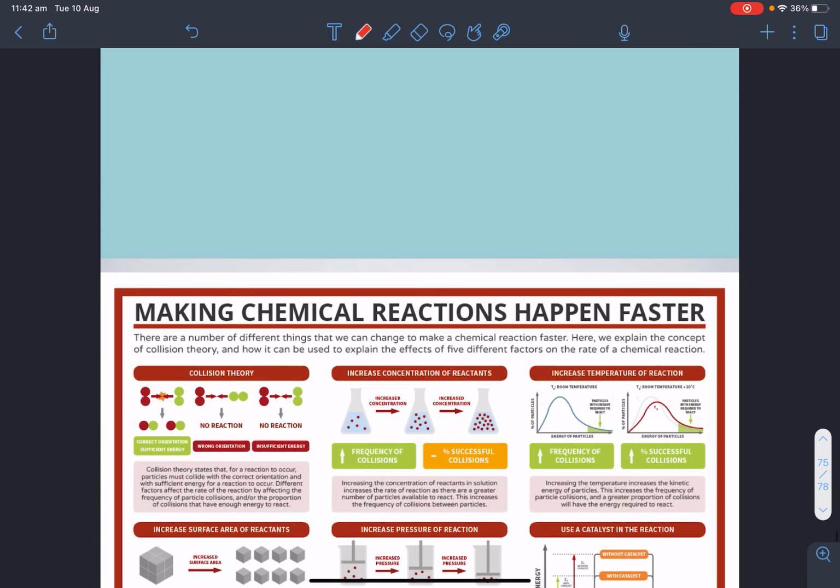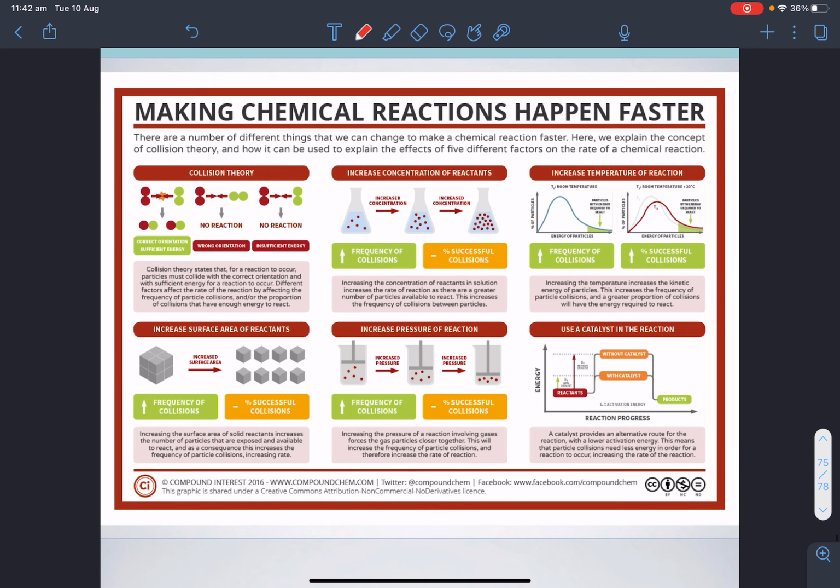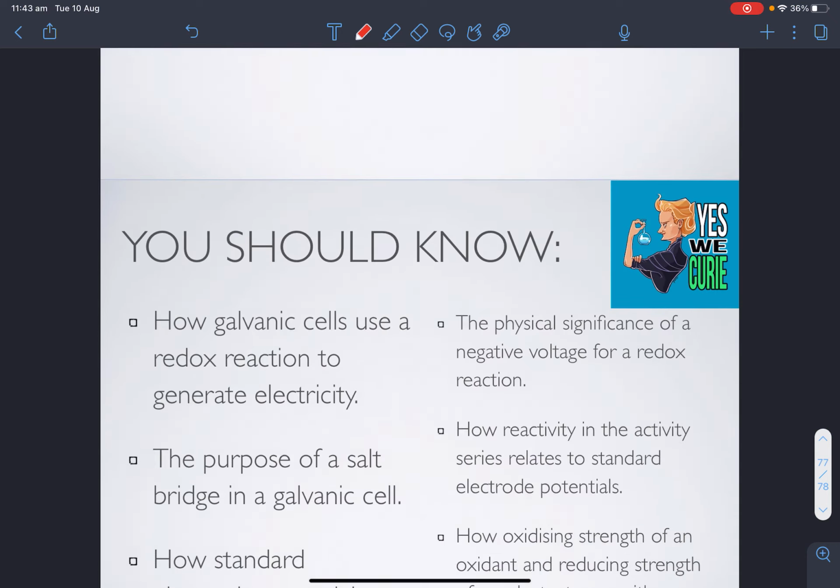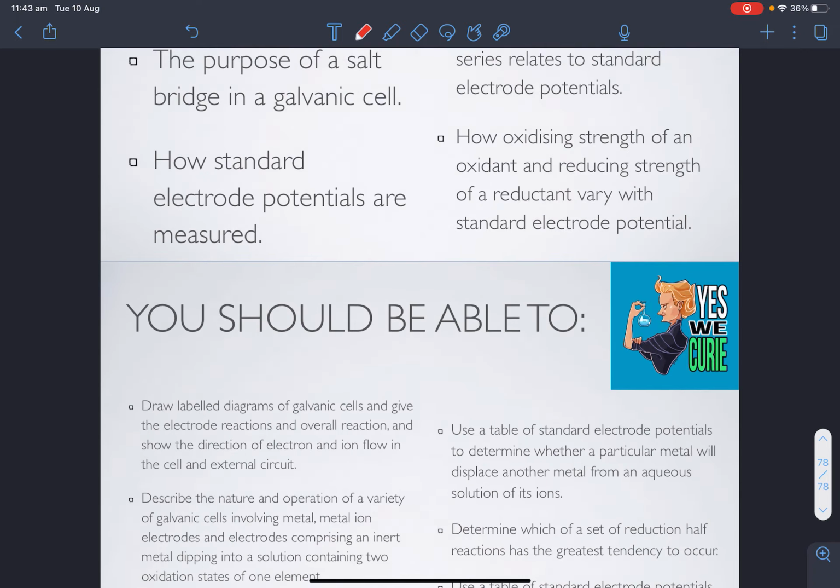All right, that is all for the content for this chapter. I put that compound interest thing in as a summary. That's a nice summary of the different conditions. And there's the should know and should be able to.